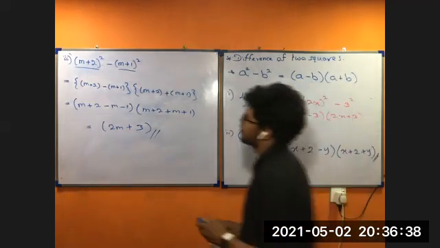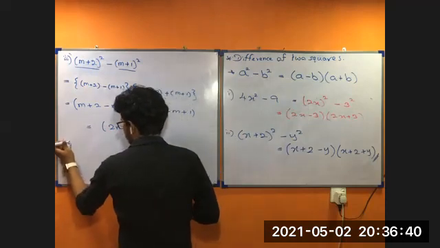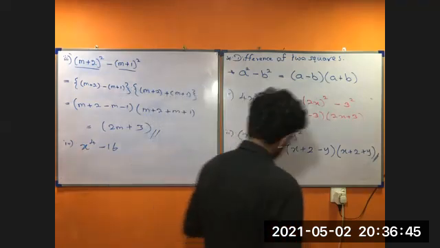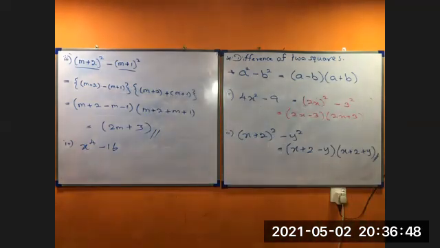Okay, next one. Fourth one. x to the power 4 minus 16.